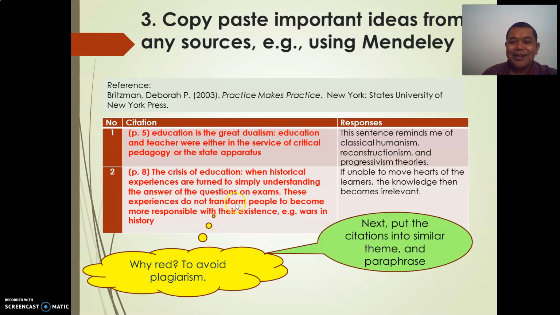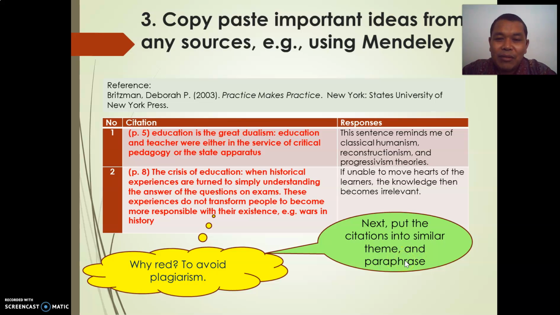My suggestion is that we put what is copy pasted into red font. Why red color? Because we would like to notify that this is copy paste, and this is to avoid what we call plagiarism. Next, put the citation into similar themes and paraphrase.